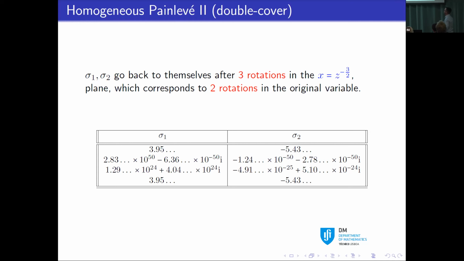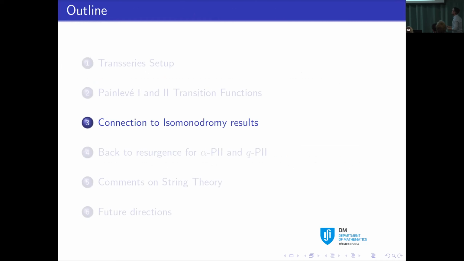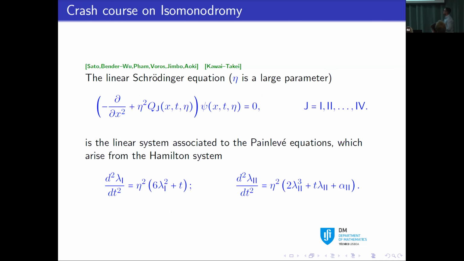Thank you. So now we have seen how the transition functions look from basically banging these equations with resurgence. So let's talk a little bit about isomonodromy now. I'm just recalling a few details on the isomonodromy counterpart. We know that there are linear systems associated to the Painlevé equations, and these Painlevé equations arise from the Hamiltonian system in this particular normalization.